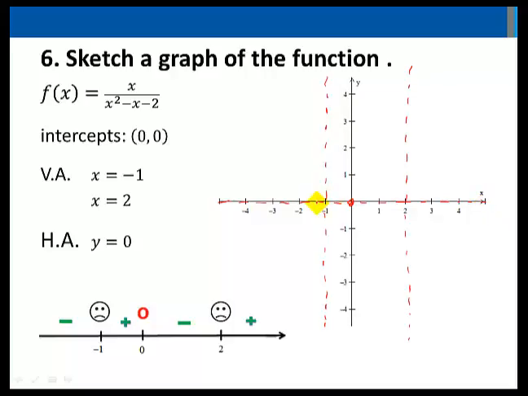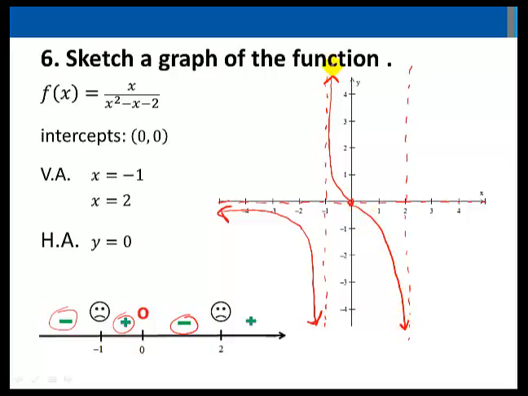So to the left of -1, my y values are below the x-axis. They're negative. And so I'll go ahead and sketch what's going on in this region. Notice that my graph is approaching the horizontal asymptote of y equals 0, and my graph is approaching the vertical asymptote of x equals -1. Between -1 and 0, my y values are positive, meaning my graph will be above the x-axis. Between 0 and 2, my y values are negative, meaning my graph will be below the x-axis.